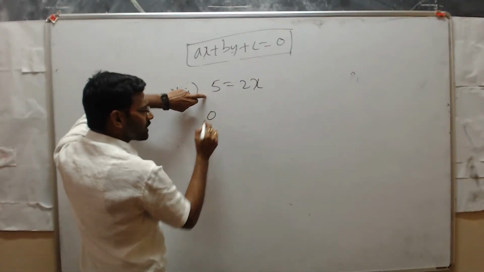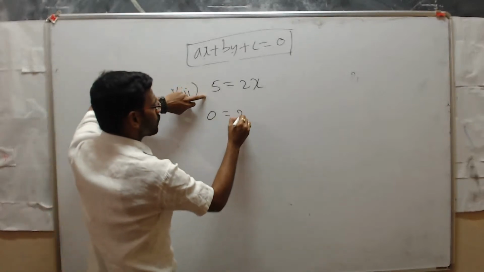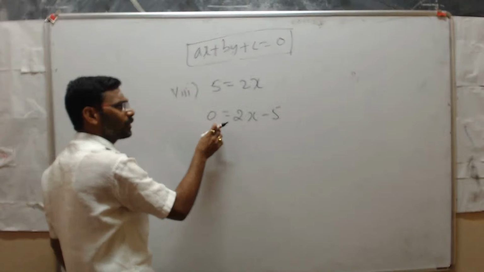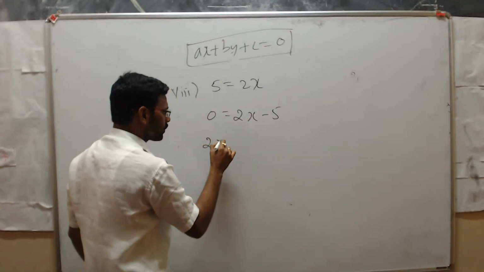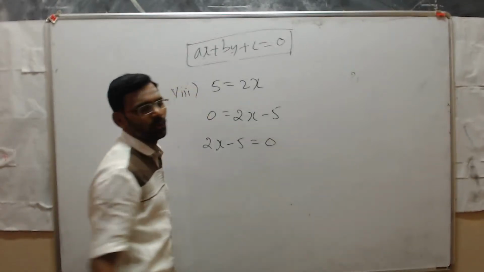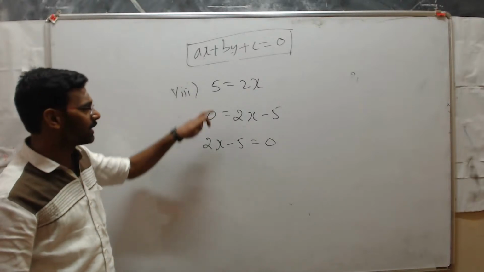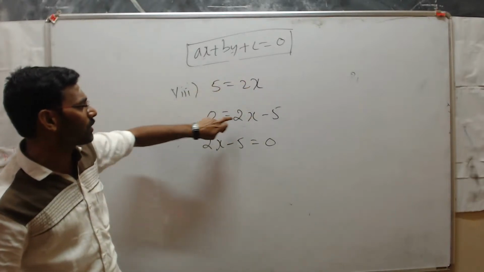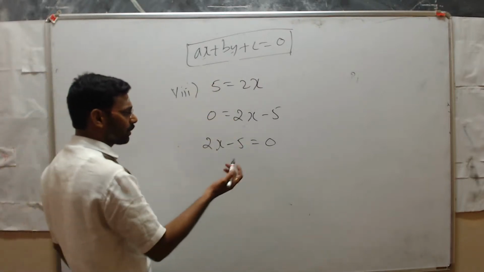Here there is no term on the left, so 0 is equal to 2x. Plus 5 becomes minus 5. So 0 is equal to 2x minus 5, which is nothing but 2x minus 5 is equal to 0. Both are the same.